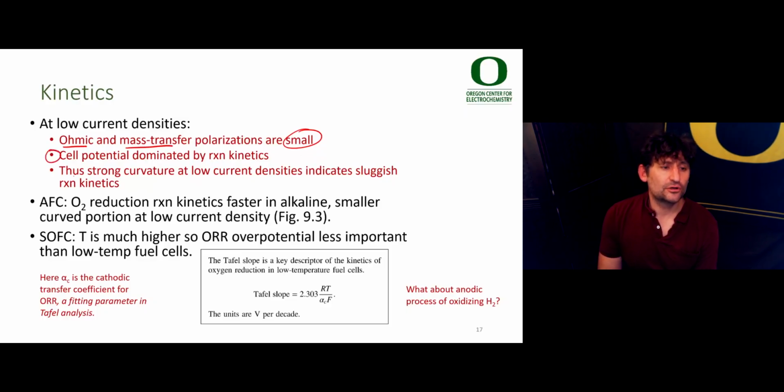At these low currents, the cell potential is dominated by reaction kinetics. So whenever you see strong curvature at low current densities, you can usually interpret that as due to sluggish reaction kinetics at one of the electrodes. In the alkaline fuel cell, compared to the proton exchange membrane fuel cell, the O2 reduction reaction kinetics are faster. So the curved portion at lower current density is smaller.